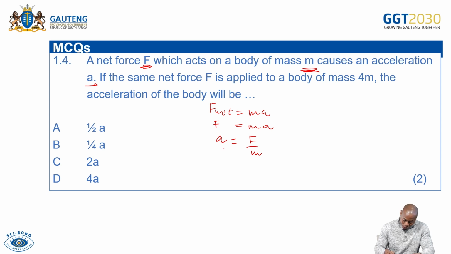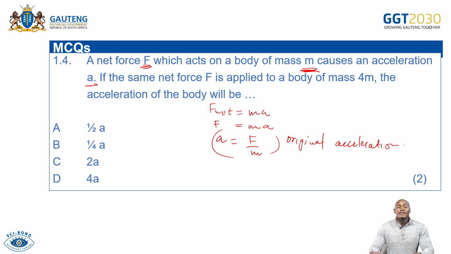So this is the original acceleration. Then, if the same net force is applied to a body of mass 4m, the acceleration of the body will be, right?